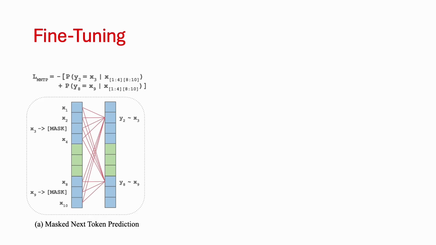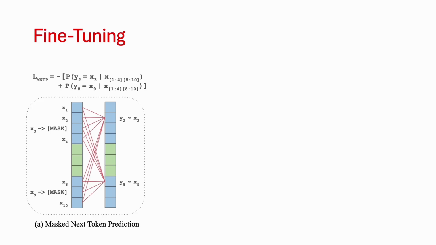This objective is similar to BERT's masked language modeling objective with one key difference. The masked token at position i is predicted using the output at position i-1. For example, Y2 predicts the masked-out token at position 3 in the input.